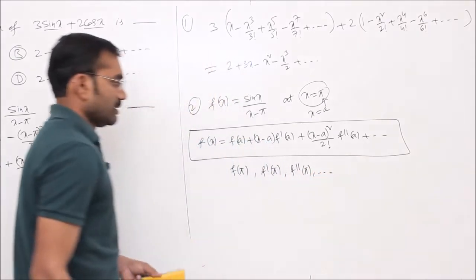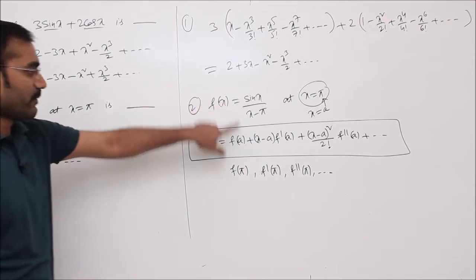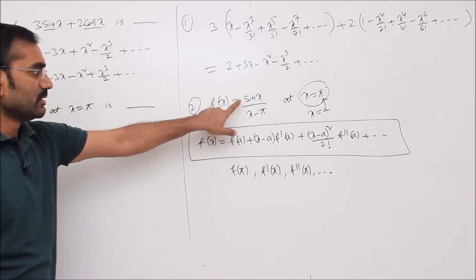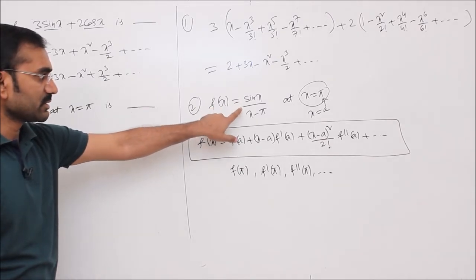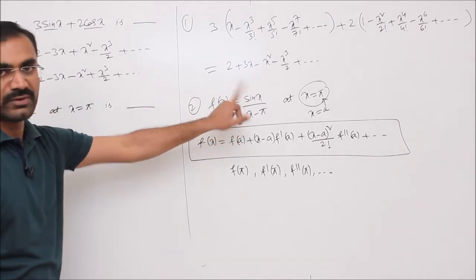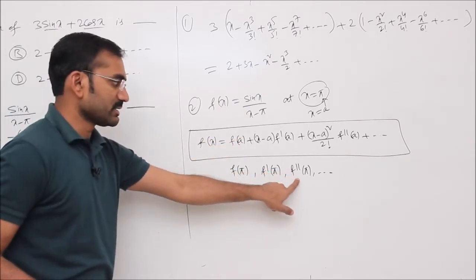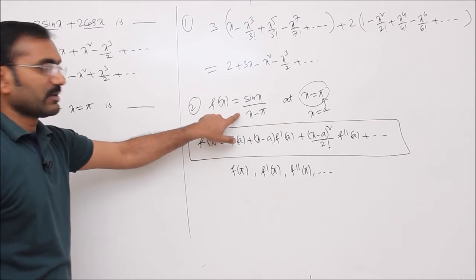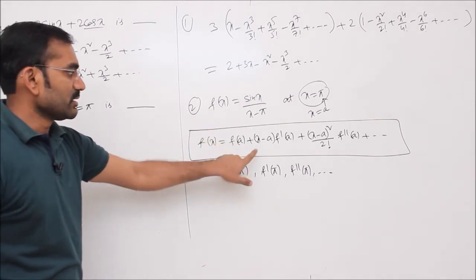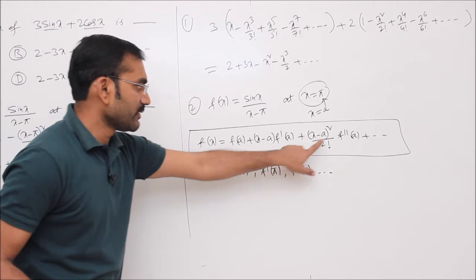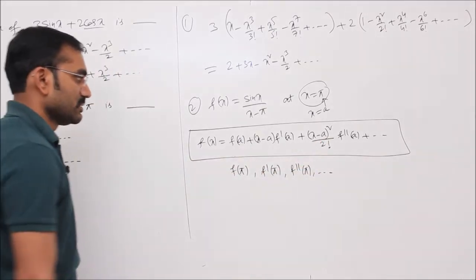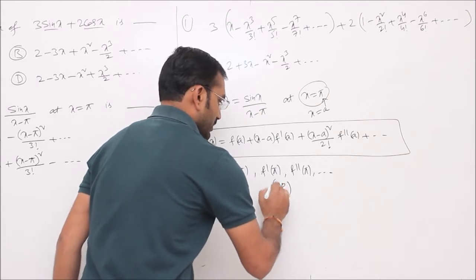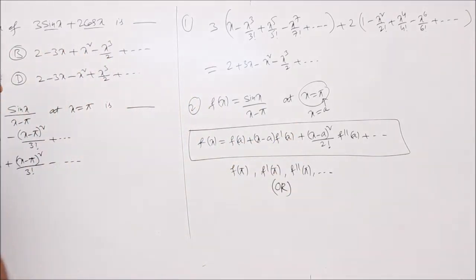So f of pi you can find. What is f dash of pi here? The function is a rational function, sin x by x minus pi, so to find its derivative you have to go for the u by v formula, and likewise for the second derivative and so on. Applying this formula for f dash of pi, f double dash of pi will take a lot of time. So in this case, we have a shortcut method. This is method 1, we can apply that formula, or method 2.